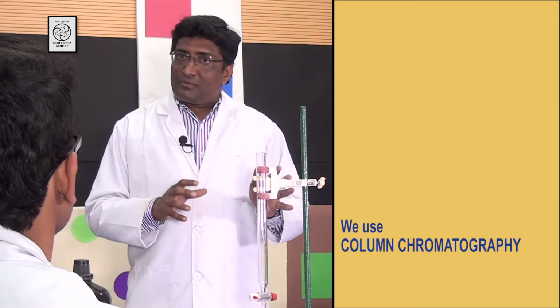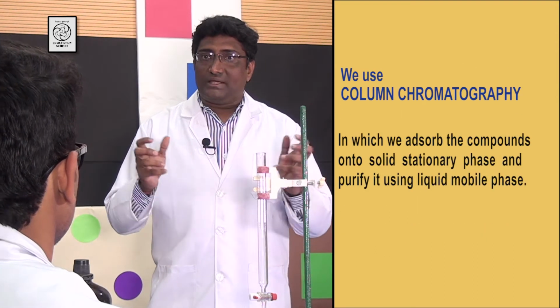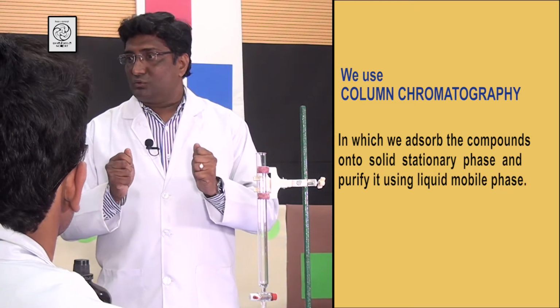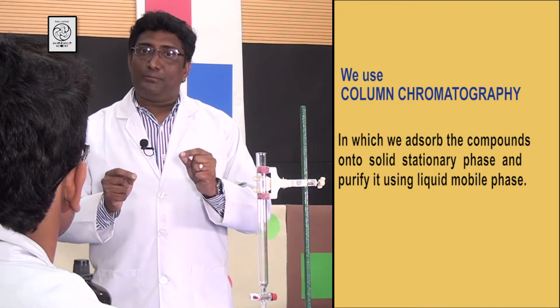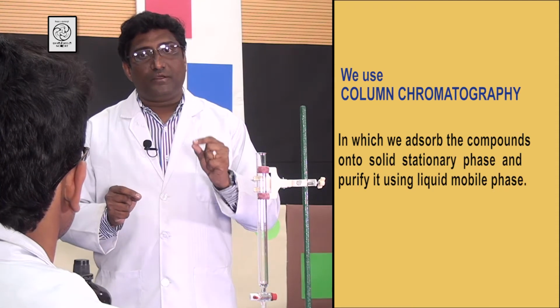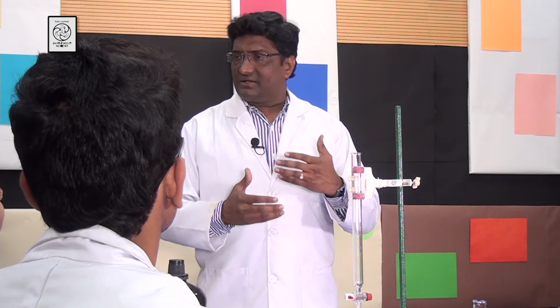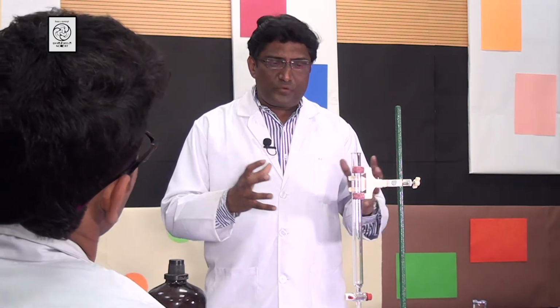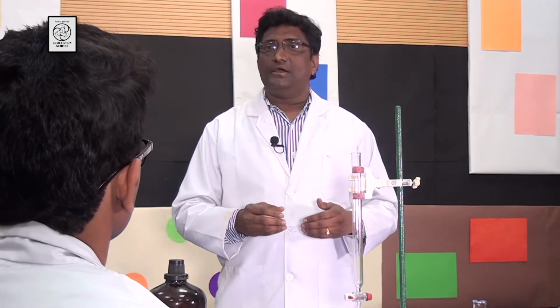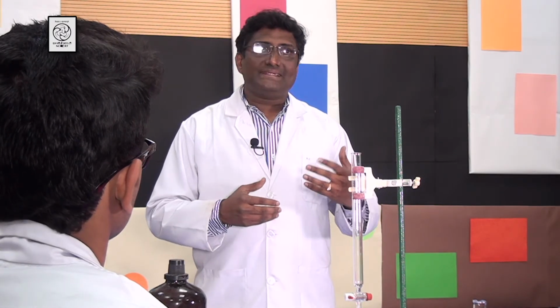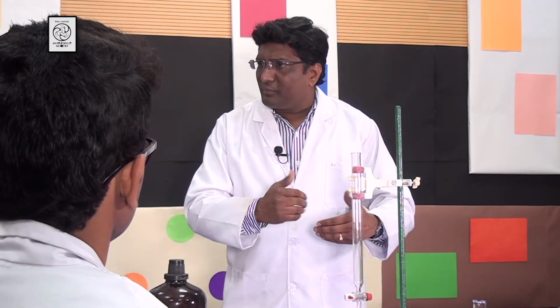So, column chromatography is a technique in which we adsorb the compounds onto a solid stationary phase and purify them using a liquid mobile phase. Sir, what are these stationary phase and mobile phase here? Good question. Stationary phase is usually silica gel onto which the compounds are adsorbed, and mobile phase is a solvent or solvent mixture which we use to separate the compounds. However, we will learn more while we are performing the experiment.